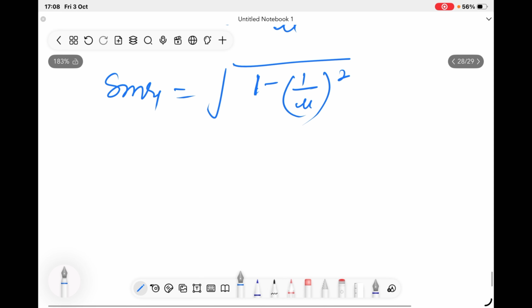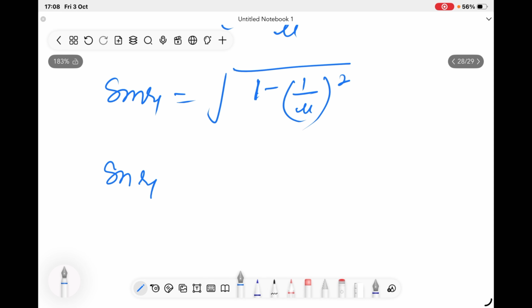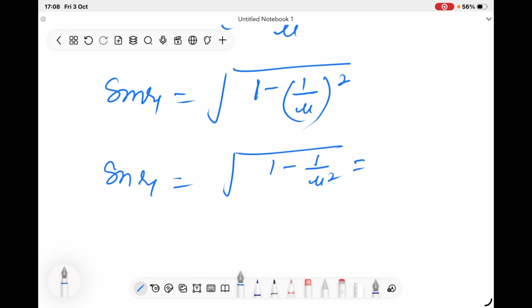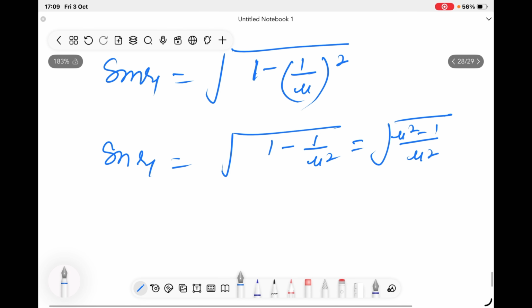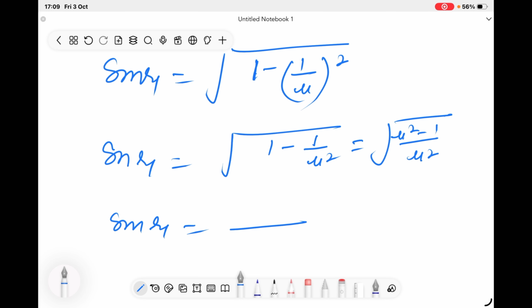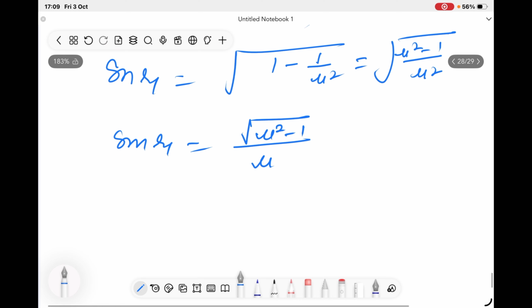Now please simplify it further. Sine R1 can be written as root of 1 minus 1 by mu square, which can be written, taking LCM, as mu square minus 1 over mu square. So mu square will come out of the square root, and the square will be cancelled. So it will be mu upstairs, and upside it is root of mu square minus 1. So this is my sine R1.